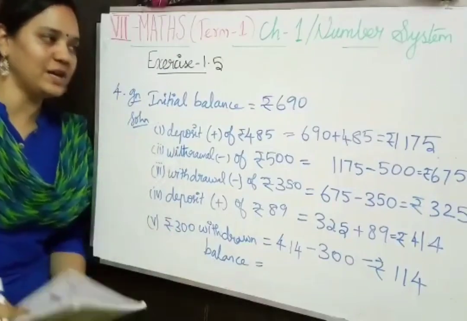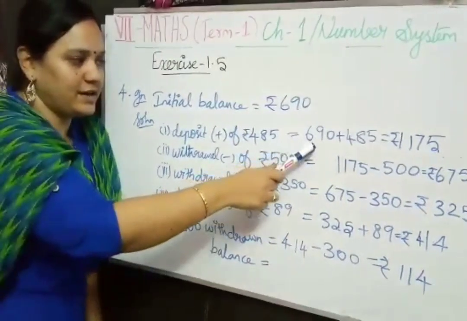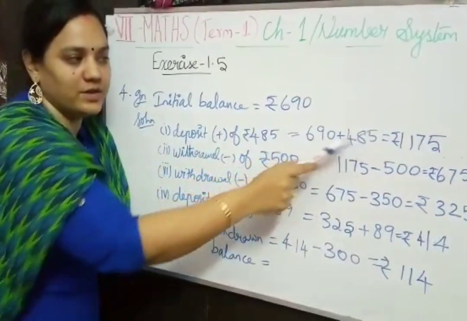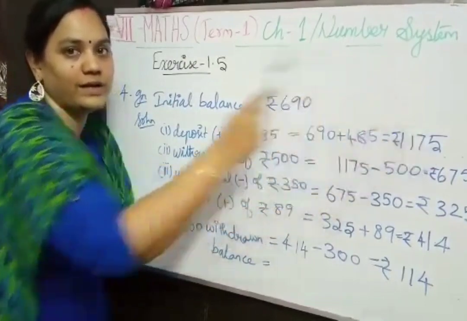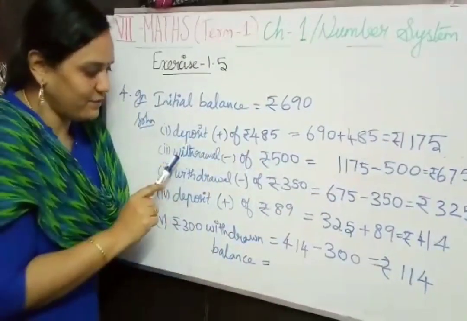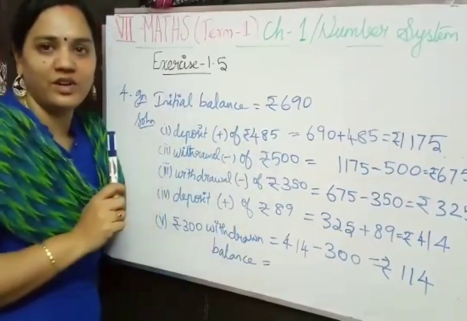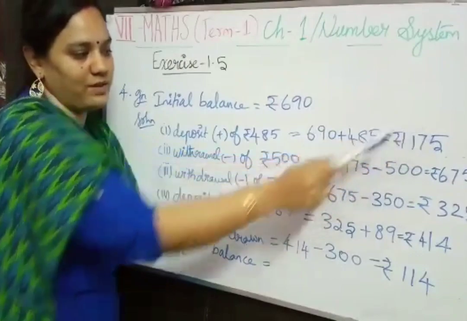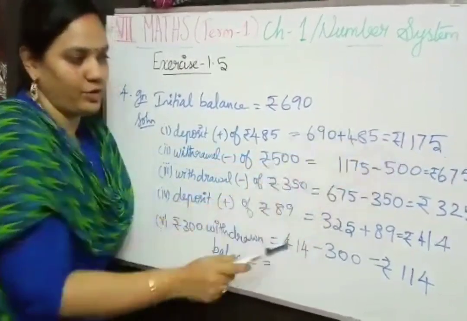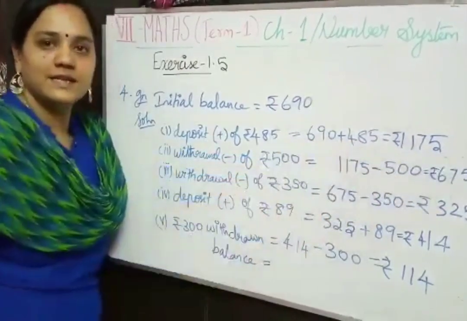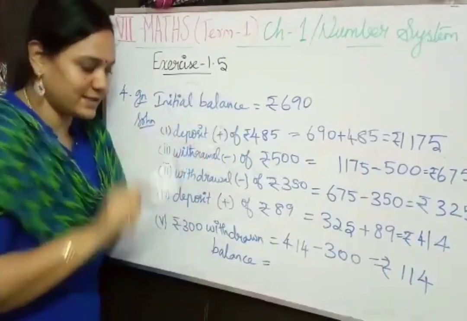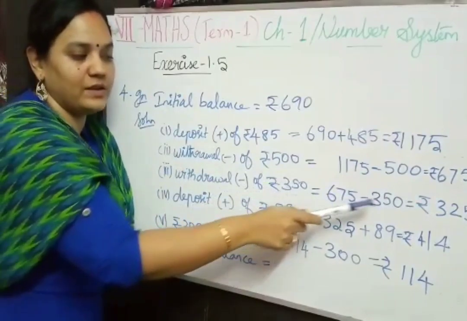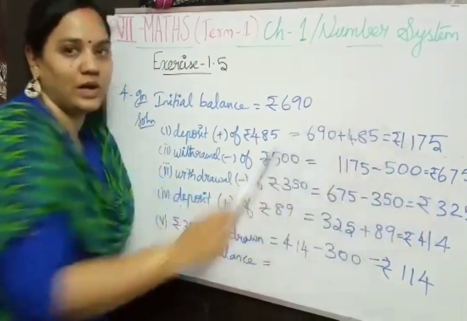Okay. So now the initial balance is 690. With that 690, 485 is deposited. Deposited means we have to add. So adding, we got 1175. Okay. Next, withdrawal of rupees 500. From which balance do we withdraw? From that balance only we have to withdraw. So from the balance 1175, he withdrew 500 rupees. So if we reduce 500, we'll get 675. Next, from that 675 rupees he withdrew rupees 350. So from 675, subtracting 350 again, we'll get 325.